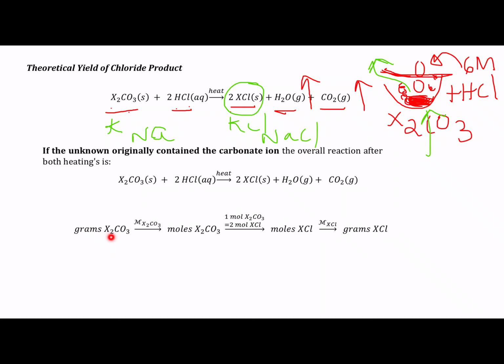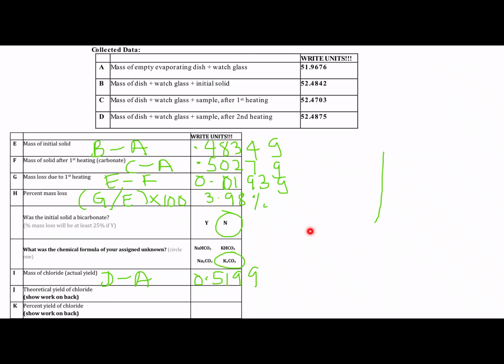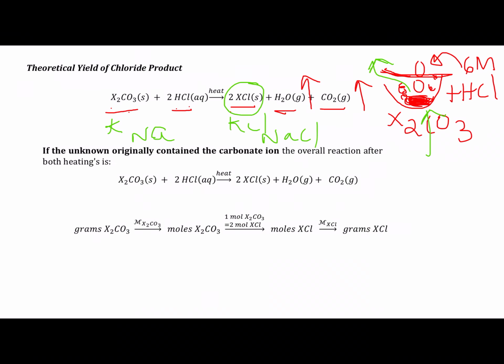So we start with the grams of metal carbonate. That was originally about 0.5 grams. But from your calculations, you can see what is the exact amount you got. That's going to be your B minus A, where you have the mass of the initial solid as E. So you're going to be using 0.4834 grams, in other words, what you have in E. So this is how you calculate.